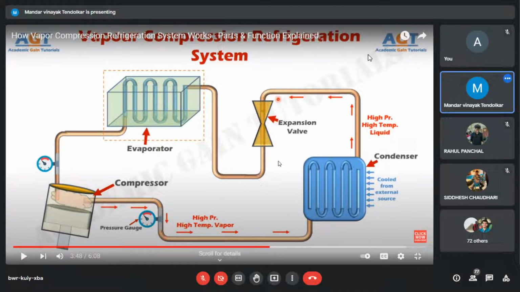Just a moment. Am I audible? Yes, sir. Here this is high pressure, high temperature. No, this is high pressure, low temperature because the heat is rejected. It's a slight mistake over there. This is high pressure, high temperature vapor. When you reject the heat and the phase change takes place, naturally temperature reduces and vapor gets converted into liquid. So there is a slight mistake over here.